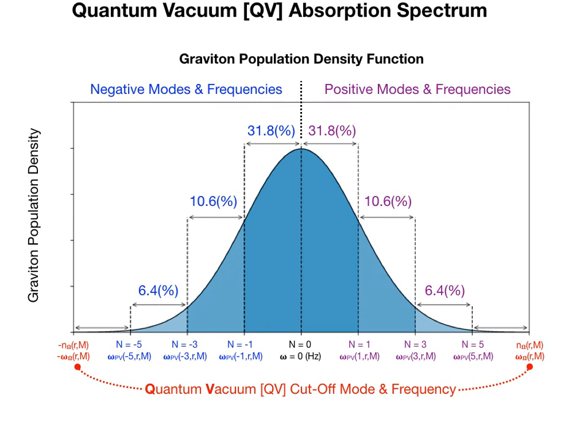I should emphasize at this moment that the same distribution curve applies to every point in a polarized quantum vacuum field. Or in other words, it applies to every point in a gravitational field, in precisely the same way, with precisely the same graviton population density function. Okay, now that we have looked at how the quantum vacuum is absorbing energy, let's have a look at the quantum vacuum emission spectrum.